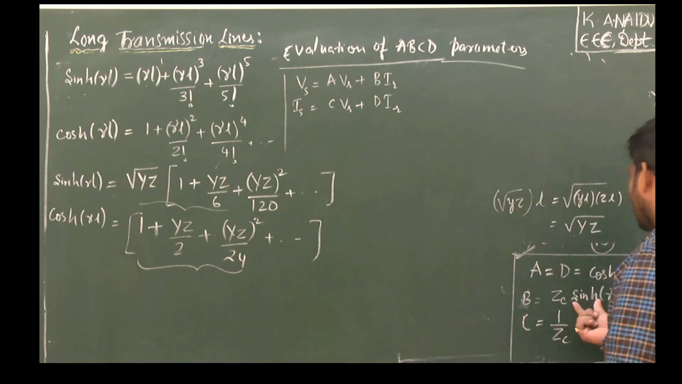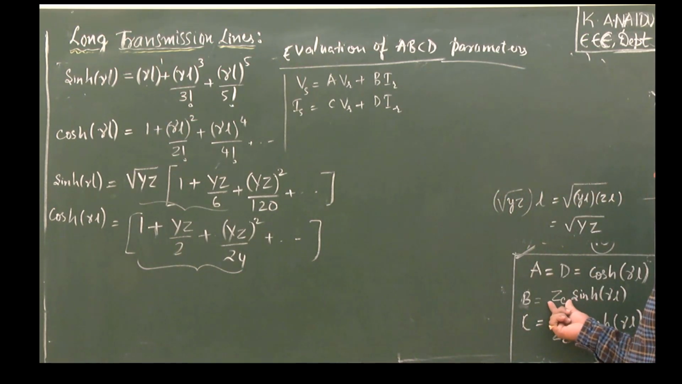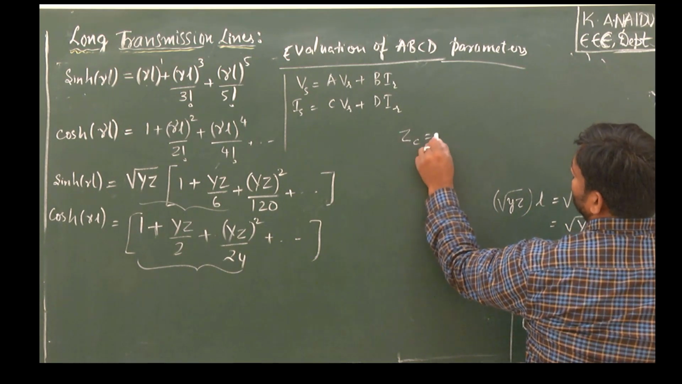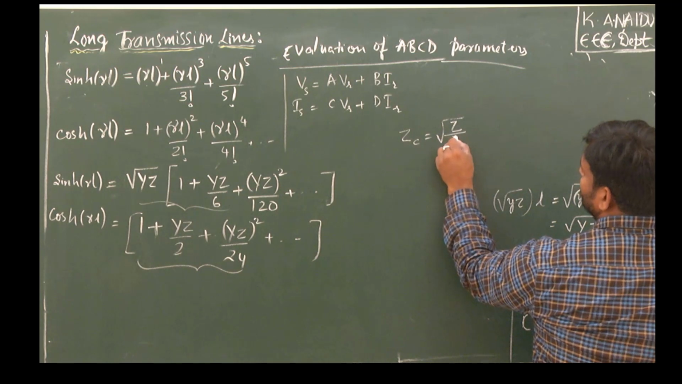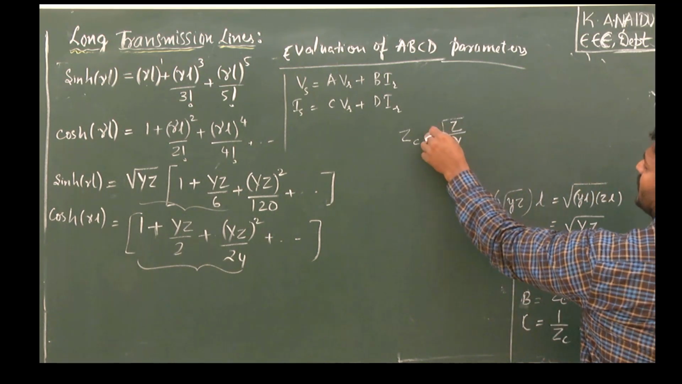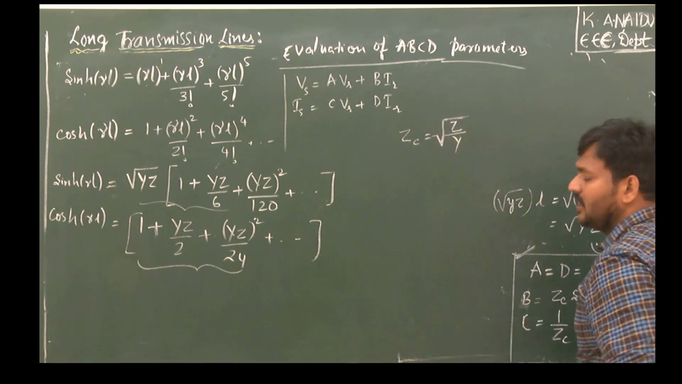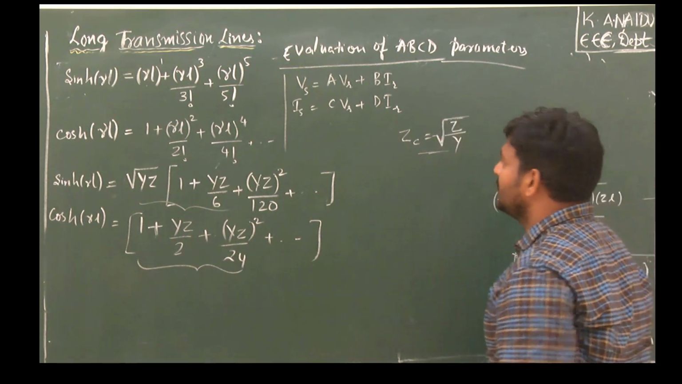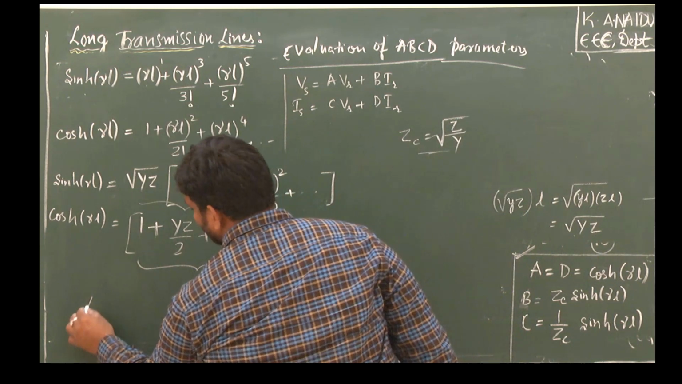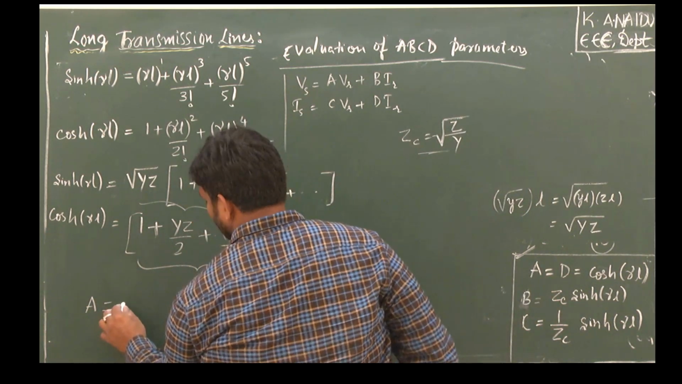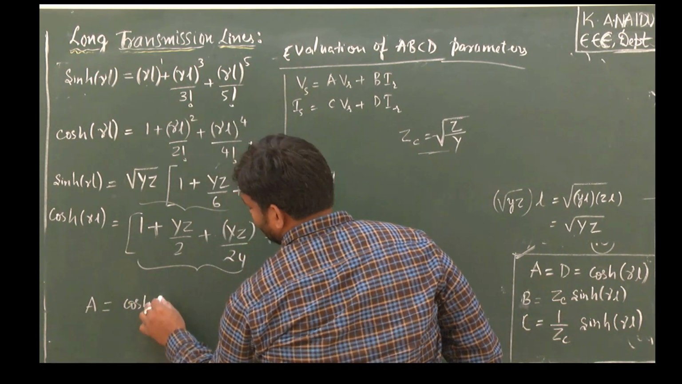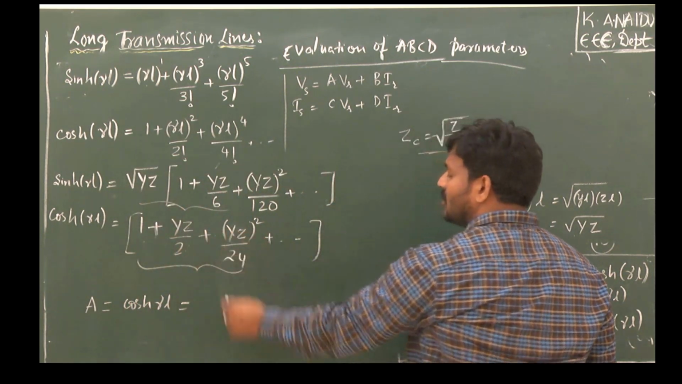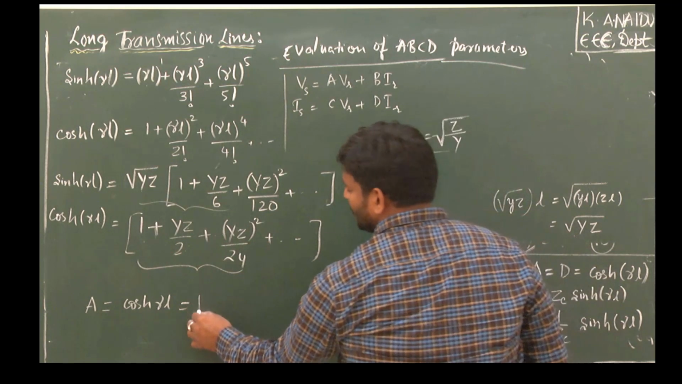So you substitute the sinh value here. You know what is ZC? ZC is nothing but square root of z by y. Or small z by small y, it is independent of length. You can take total impedance and admittance. Let us see A, for example. What is A? A is cosh of gamma L. So directly you will get cosh of gamma L as 1 plus yz by 2 plus yz by 24 and so on.